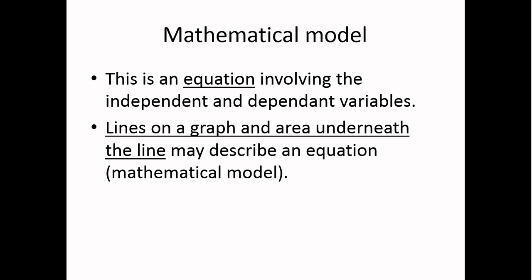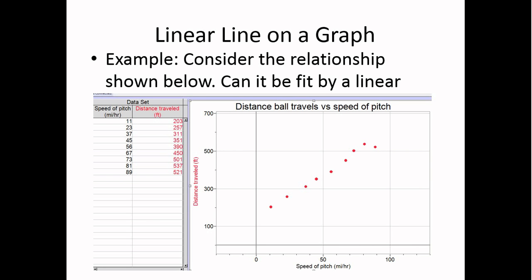So a mathematical model essentially is an equation that involves the independent and dependent variables. Lines on the graph and area underneath the line may describe an equation, hence the mathematical model or an equation. Here's some data taken from somebody that's pitching versus the distance a ball travels off the bat. Now the question is, can it be fit by a linear line?